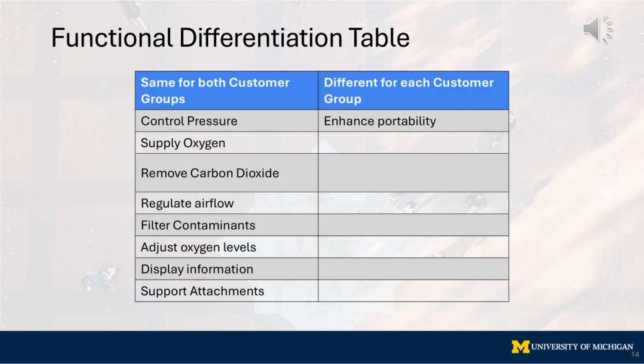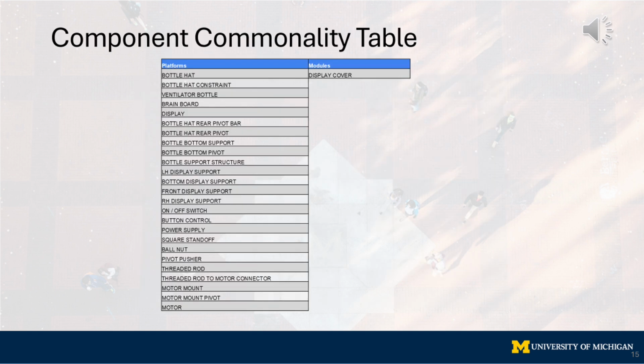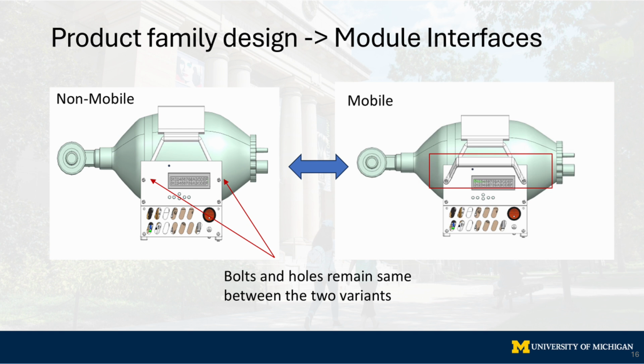From a high level, these products are quite similar. The functional differentiation that is different for each customer group is to enhance portability. The only different component between the two products is the addition of the handle to enhance portability. We can see here the difference between the non-mobile and the mobile unit. Highlighted in red is the handle.